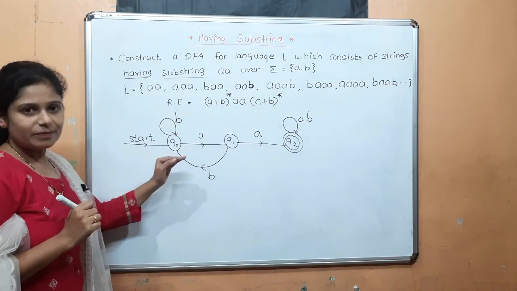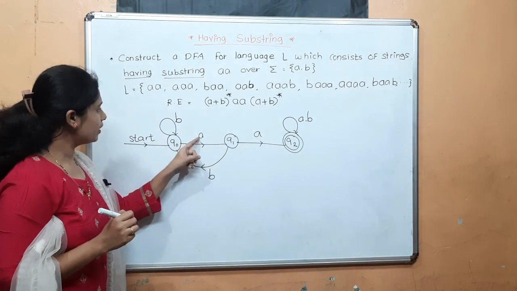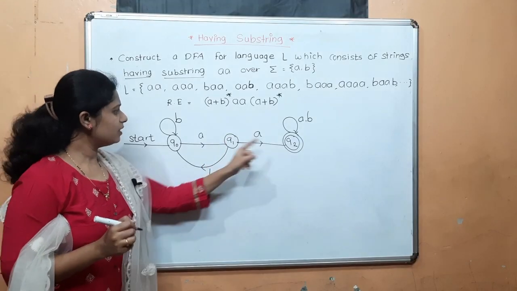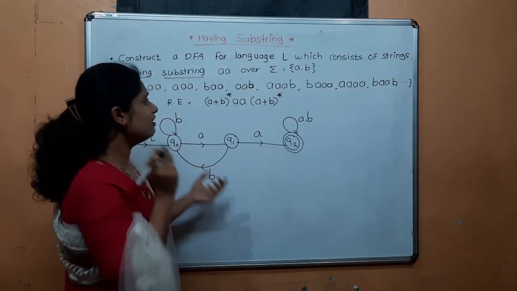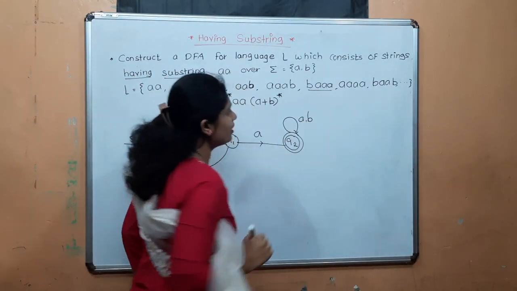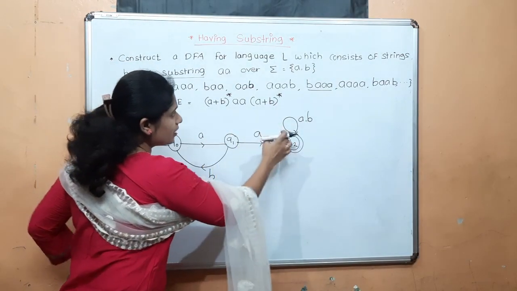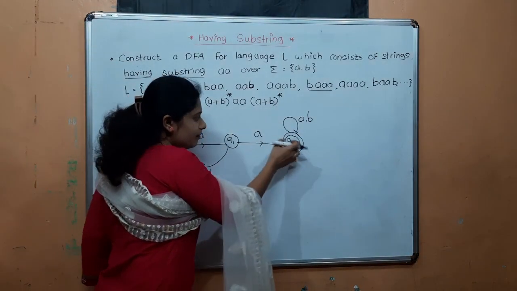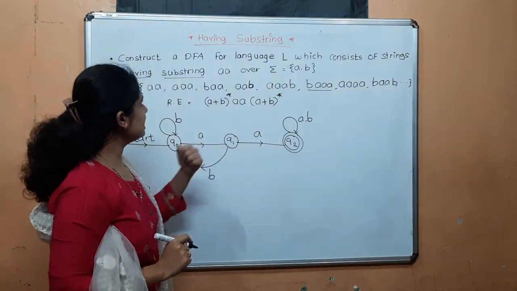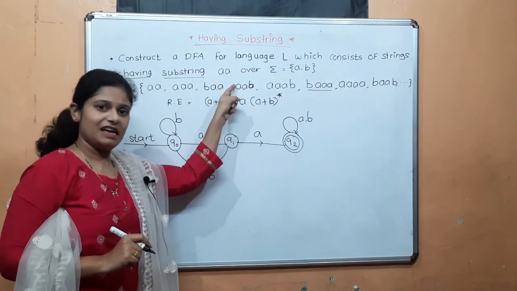Check whether it is complete or not. Q0, A B, Q1, A B, Q2, A B. Now check any string. Suppose this is a string: B, A, A, A. We can get the final state. Okay, this is the example of having substring AA.